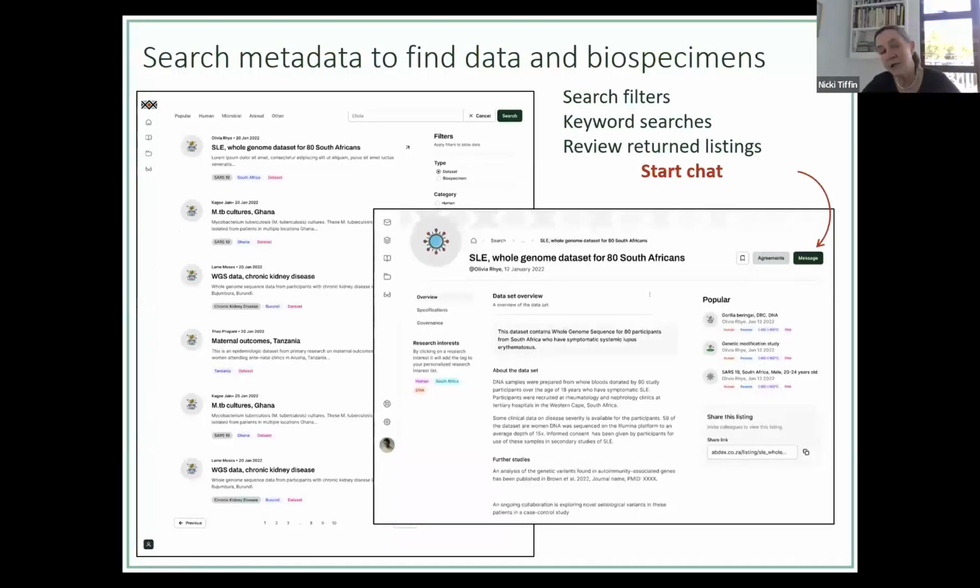So maybe I'm another researcher who's looking for resources to share. I can search with a whole lot of filters and keywords and get a list of potential resources. When I see something I like, I can click on it and read a little more about it. If I decide I want to contact that researcher, I can start a chat and send a message to the researcher holding the resource I want to use. And then we can have a discussion.